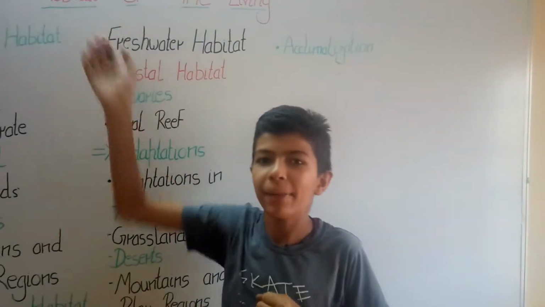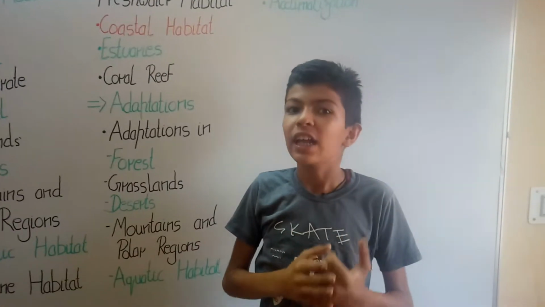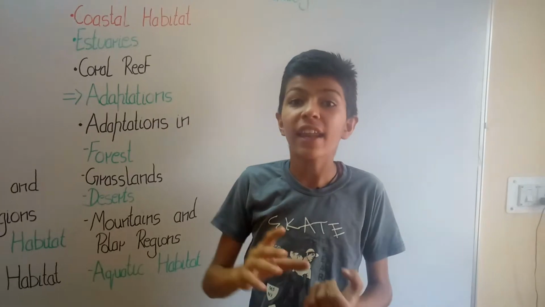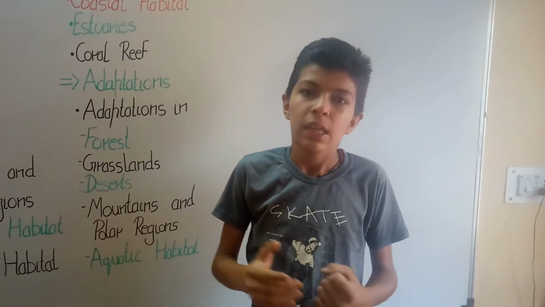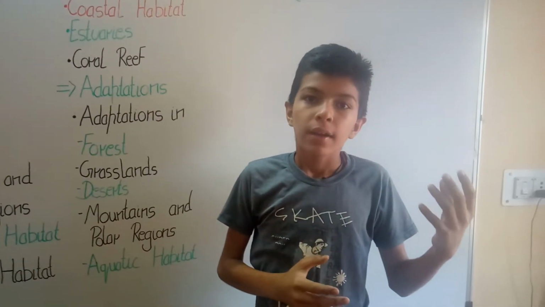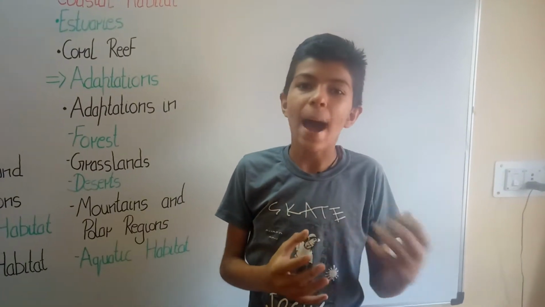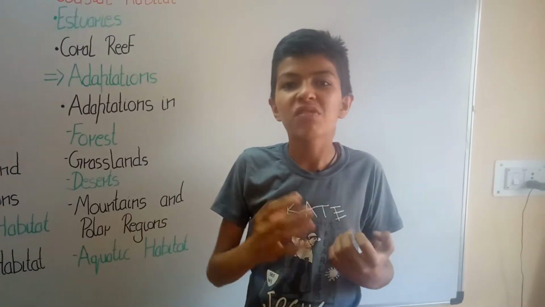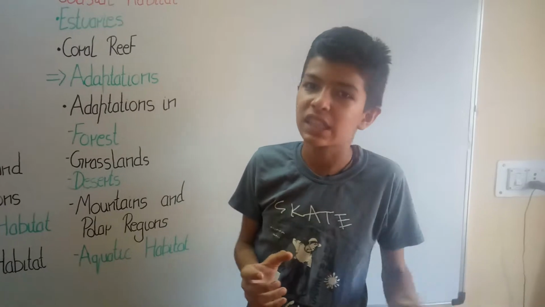So friends, what is a habitat? The habitat of a living thing is the particular area where an organism lives naturally. Examples: a camel lives in a desert, so desert is the habitat for the camel. A shark lives in water, so water is the habitat for the shark.